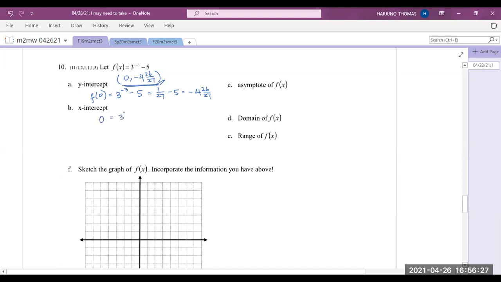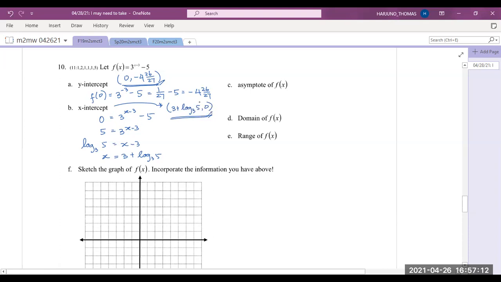0 equals 3 to the, oh no, this is actually part of test 3. That's right. Because for the x-intercept later on, we need to use log. See, this is 3 to the x minus 3 minus 5. 5 equals 3 to the x minus 3. And then from here, we need to apply log base 3. So x is 3 plus log base 3 of 5. Okay, that's the x-intercept. The x-intercept will be 3 plus log base 3 of 5, 0.